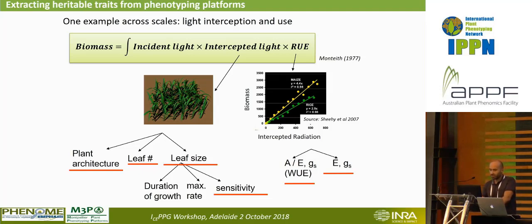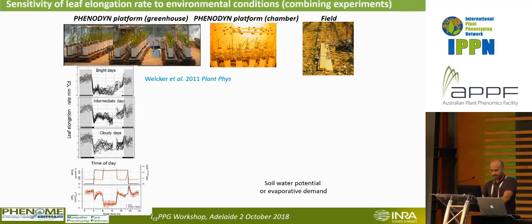And I will show now some of the work that the group of Francois has done on different traits, for example, plant architecture, leaf size, or sensitivity. In the case of sensitivity of leaf elongation rate to environmental conditions, this is mainly done in the phenotyping platform, where we can combine leaf elongation rate measurements performed in the greenhouse, where plants experience fluctuation in environmental conditions, measurements in the chamber, where we measure stable control conditions, and also measurements in the field.